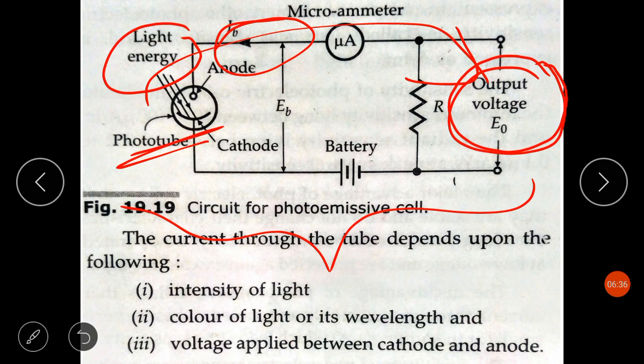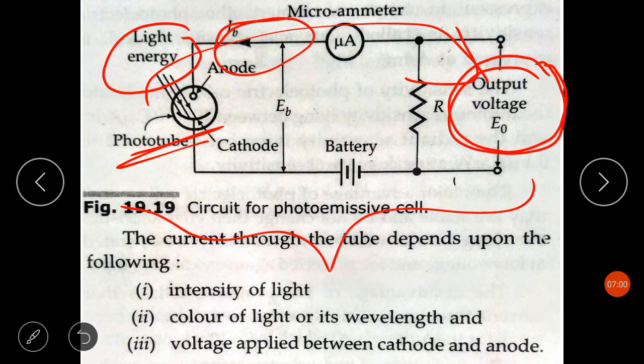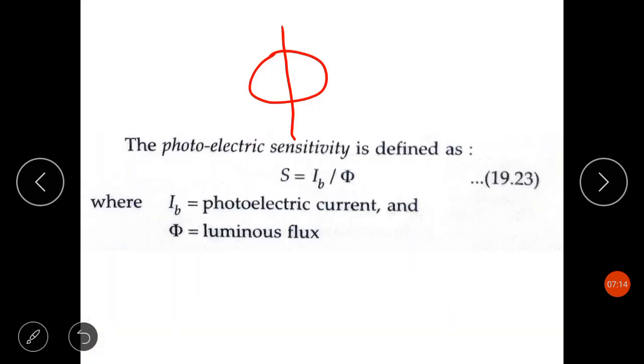Now next is photoelectric sensitivity. So what is photoelectric sensitivity? As I have told you, the luminous flux or luminous intensity is represented with the symbol phi. So this optical transducer, or photoelectric transducer, has phi, the luminous intensity, as the input falling on the photoemissive material, and the output is the photoelectric current, IB. So IB is the photoelectric current and phi is the luminous flux.